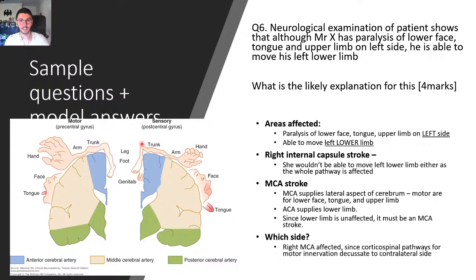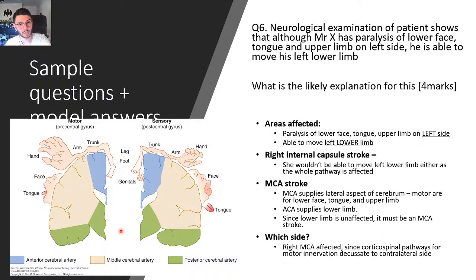So if he can't feel his left side, it's the right side that's affected. And the reason it's the right side is because the corticospinal pathways decussate to the contralateral side. So the full answer for this would be a middle cerebral artery stroke, which affected his face, arm, and hand, but the lower limb is still intact, and it's on the right side because of the decussation. If his left lower limb was affected, there would be a right internal capsule stroke. And if it was just his leg, then that would be the anterior part.